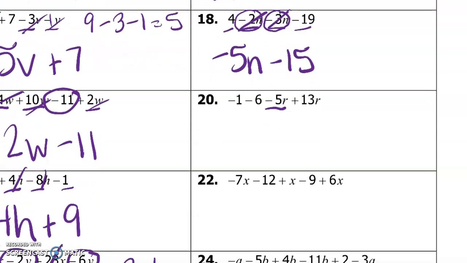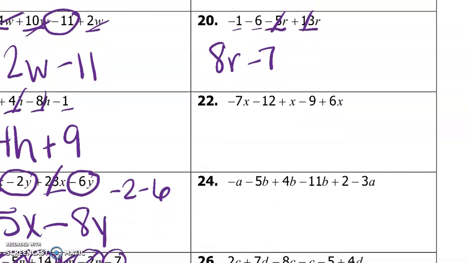Number 20, negative 5r plus 13r. So again, you need to see that negative minus sign in front of there is a negative 5 plus 13 gives us positive 8r. Negative 1 minus 6 gives us negative 7, so 8r minus 7. 22, we have negative 7x plus 1x plus 6x. That is 0x. You do not need to write that. If something cancels out, you just don't write anything. So then negative 12 minus 9 gives us negative 21. So sometimes you will not have two different terms.